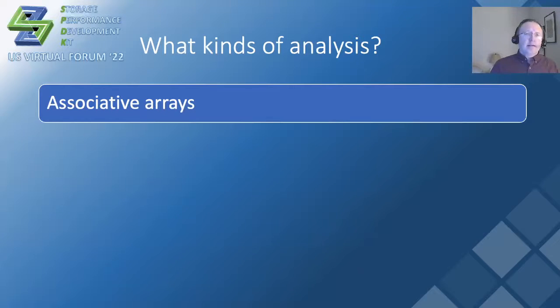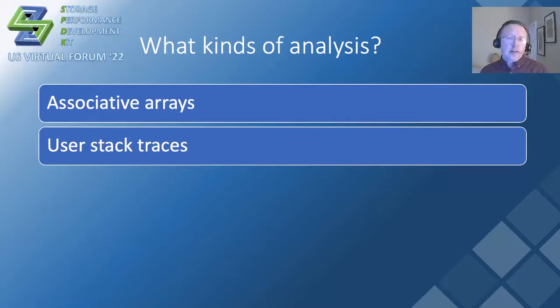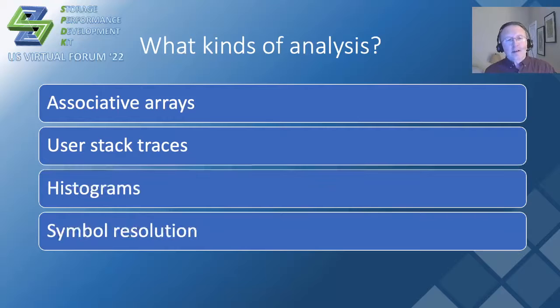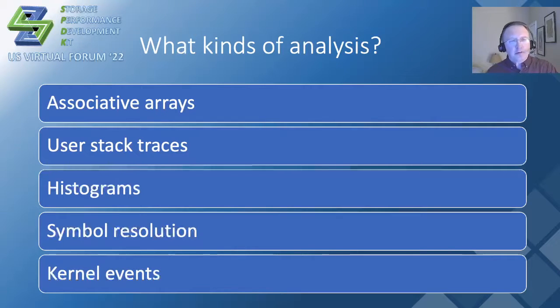We can do things like maps, associative arrays. We can capture user stack traces. So when a trace point happens, we can capture what's the stack trace. That's pretty powerful. We can capture histograms in line. We can do symbol resolution. So if we have a function pointer, it can actually resolve it to the name of the function. And we can capture kernel events too. SPDK tracing obviously only applies to the SPDK application itself, but bpftrace allows us, in a lot of cases, to see what's going on in the kernel as well, including system calls.